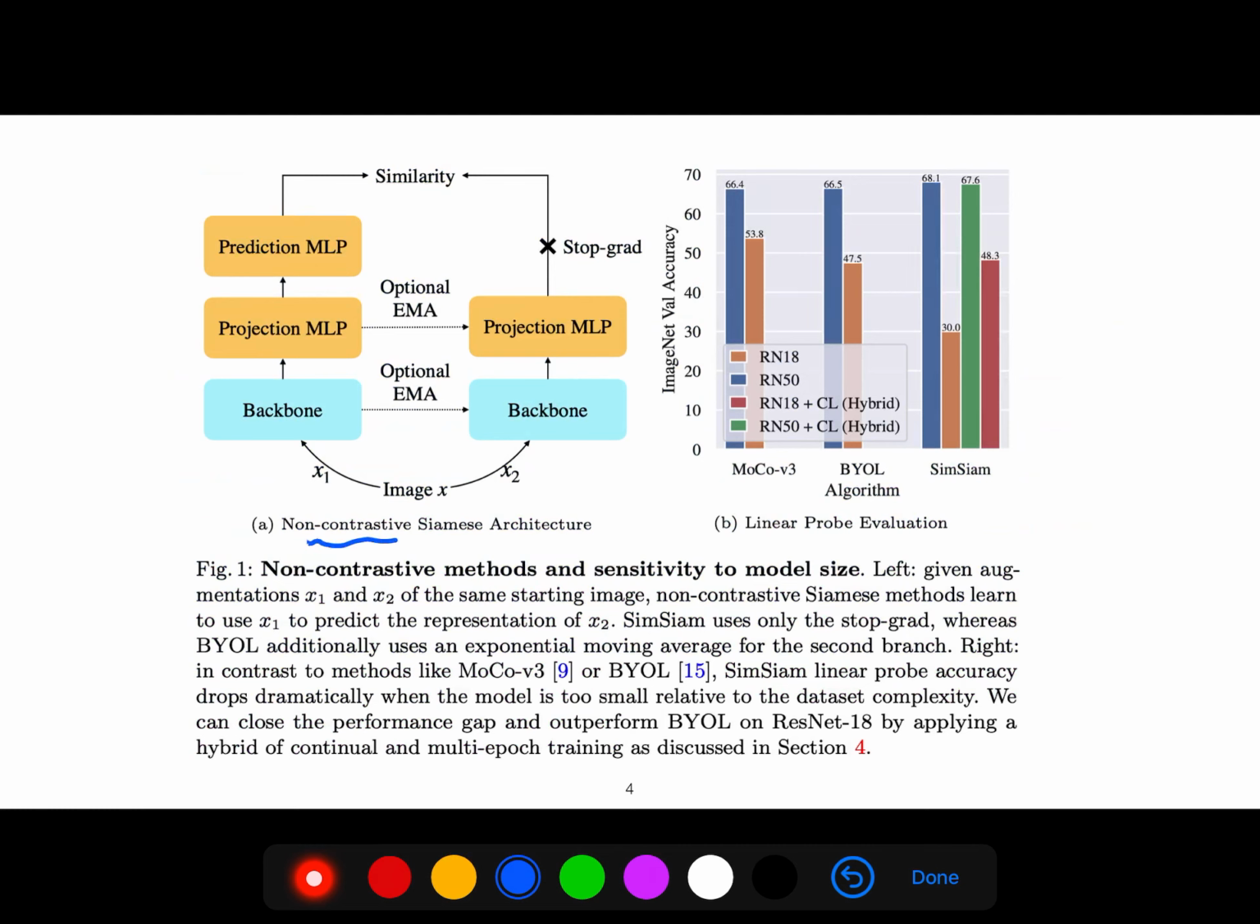This is the non-contrastive siamese setup. On the left side, we are given augmentations x1 and x2 of the same starting image x. SimSiam uses only the stop gradient, whereas BYOL additionally uses an exponential moving average for the second branch. And in contrast to methods like BYOL, SimSiam linear probe accuracy drops dramatically when the model is too small.